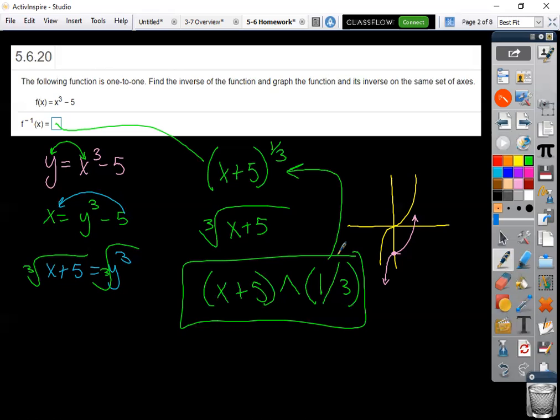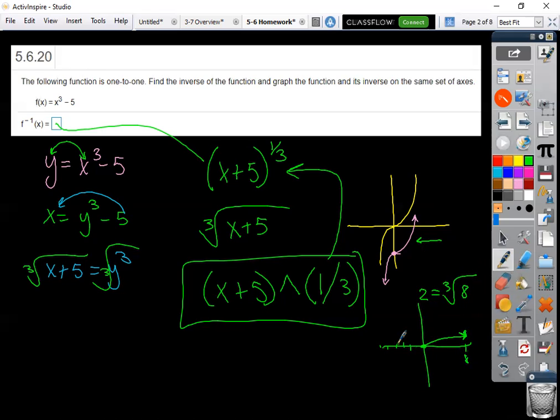So the pink one right here is my original, and then a cube root. The cube root graph is going to be sort of like that. But then remember, it's got a plus 5, so it's been moved 5 to the left. So like over here, when you had the cube root of 8, that equals 2. So if you put in an 8 over here, you're up at 2.